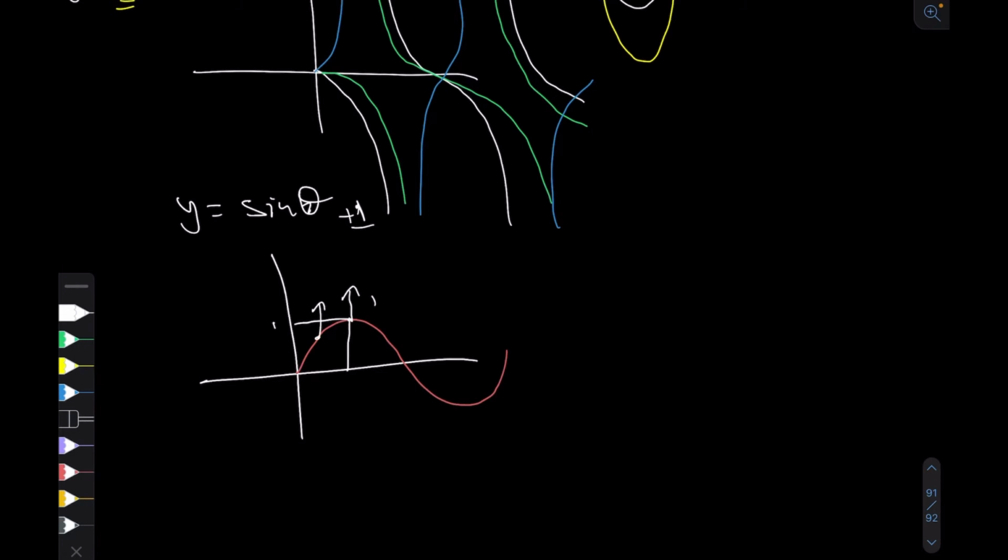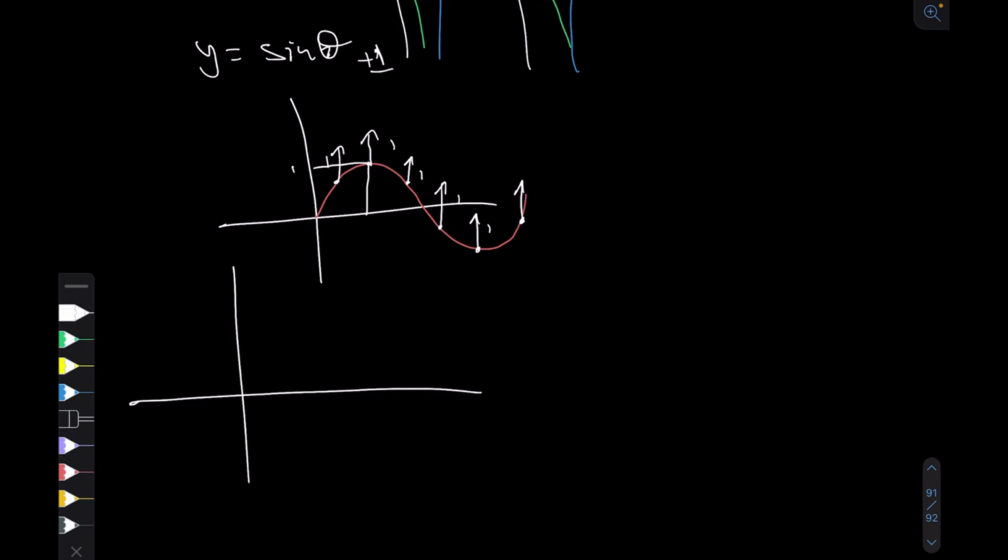This point will be shifted 1 unit above, this point will be shifted 1 unit above, this point will be shifted 1 unit above. So every point on this curve is being shifted 1 unit above, so the whole curve is just being shifted 1 unit above. So what really ends up being is that if this is 1, this becomes my mean value, and from this we deviate 1 above, we deviate 1 down, we deviate 1 above, we deviate 1 down, and we get the graph of sine theta plus 1, right?